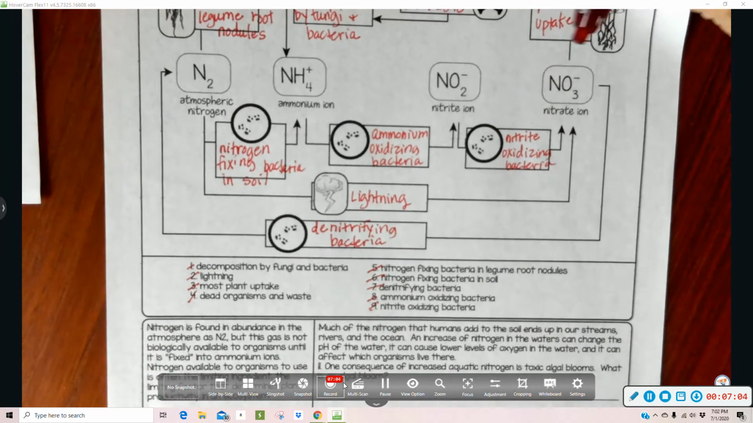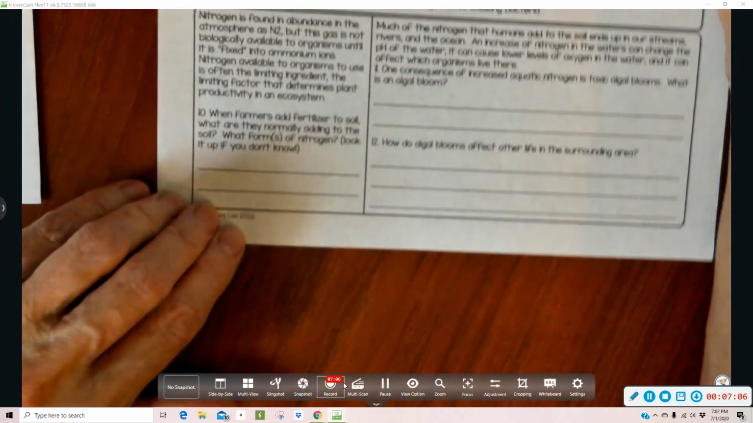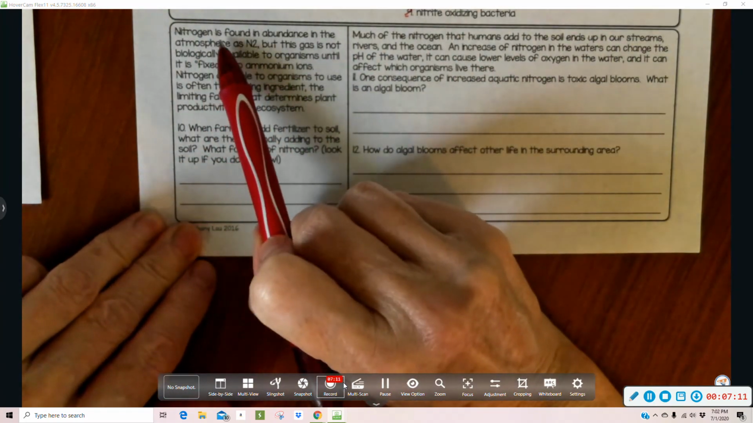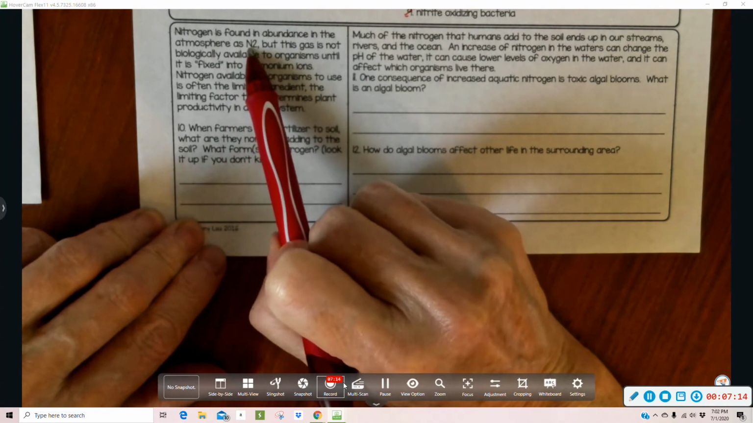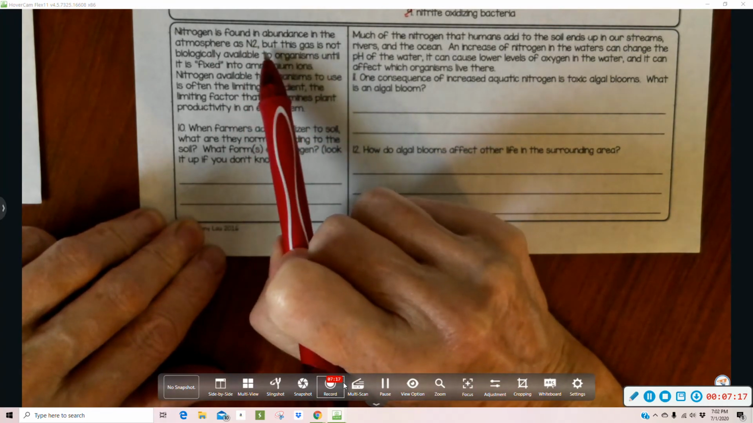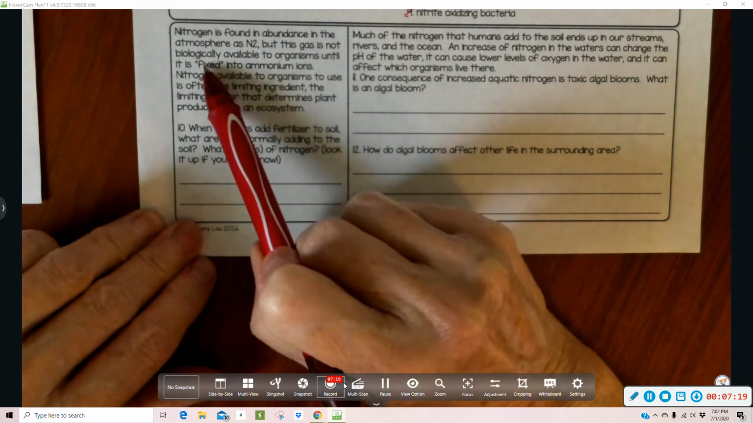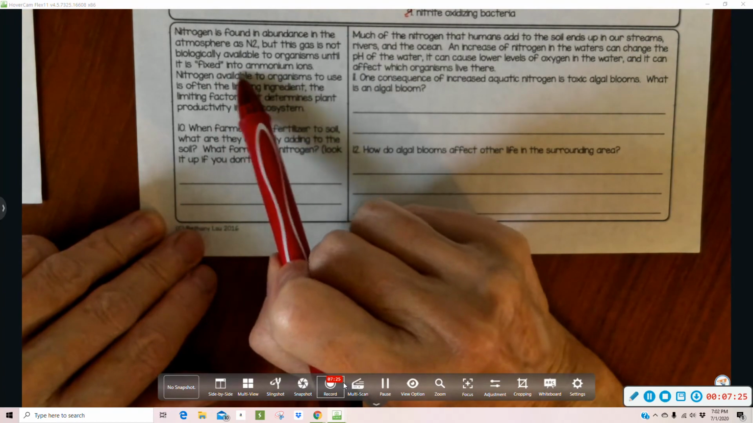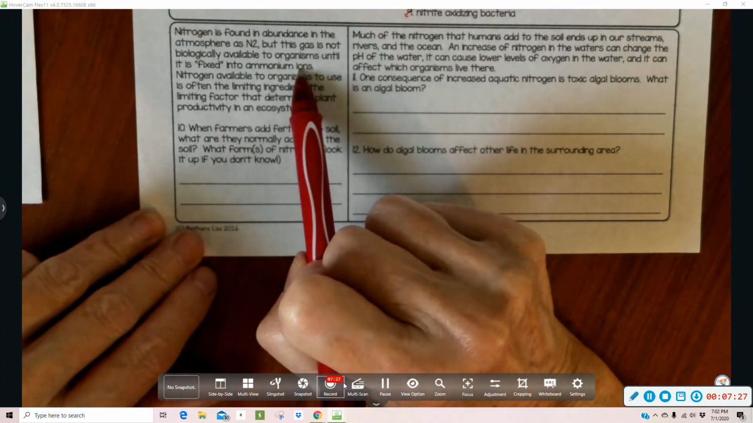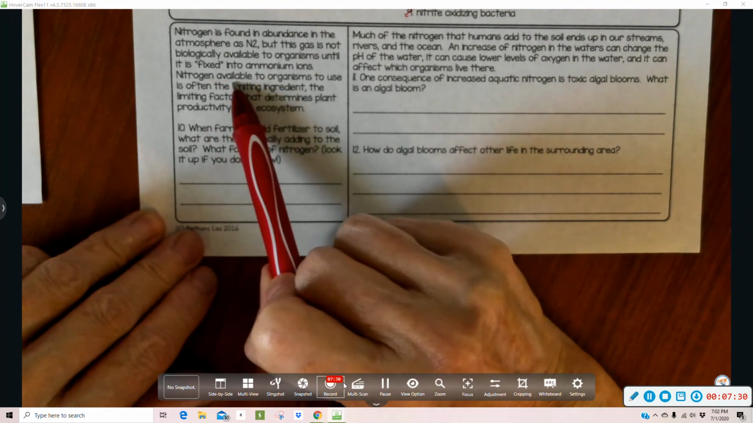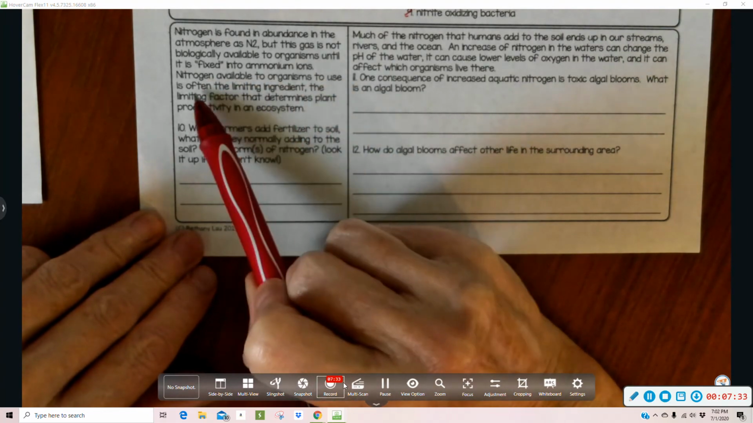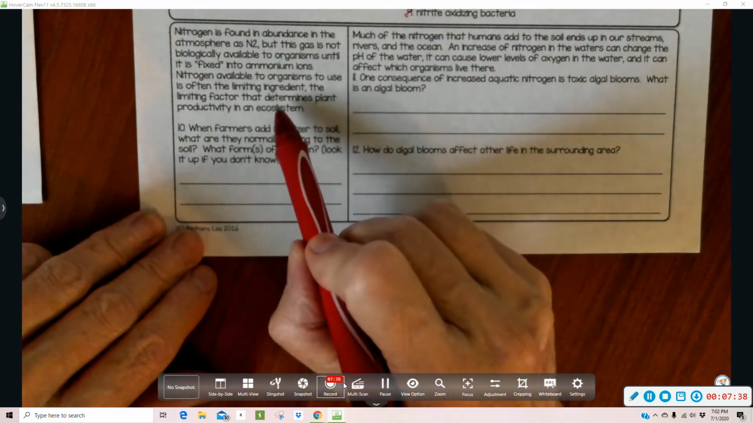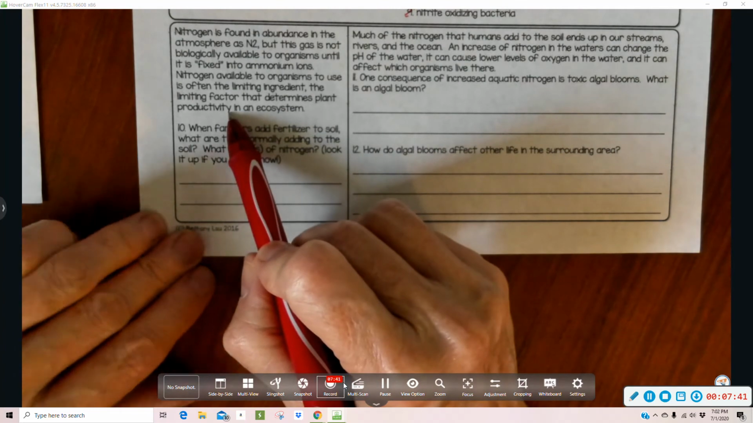Now look at what we have below here. We have some narratives. Good practice for a state test. Nitrogen is found in abundance in the atmosphere as N2. That's a gas. But this is a gas, and it's not biologically available to organisms until it is fixed into ammonia ions, so that chemical reaction must occur. Nitrogen available to organisms to use is often the limiting ingredient, the limiting factor that determines plant productivity in the ecosystem.